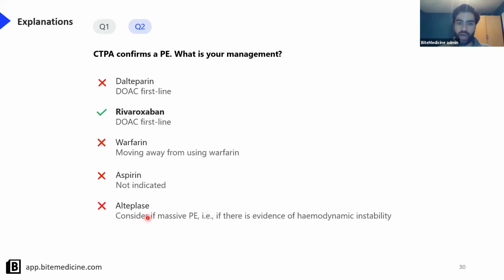Some of you might have thought alteplase, but that's only if it's a massive PE. So a massive PE is a clinical diagnosis, and it's if the patient is hemodynamically unstable. Okay. Or if there is a genuinely massive clot on the CT, like a saddle embolus. Otherwise, rivaroxaban is your go-to medication. And this is the recent NICE guidelines, which have been updated in March 2020, if I recall correctly.